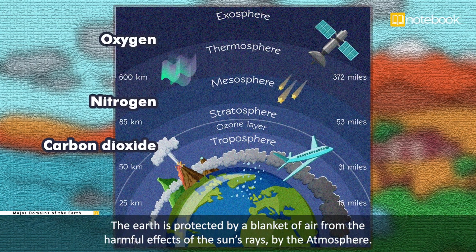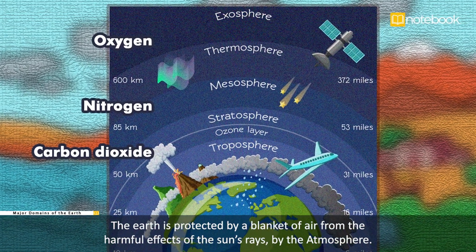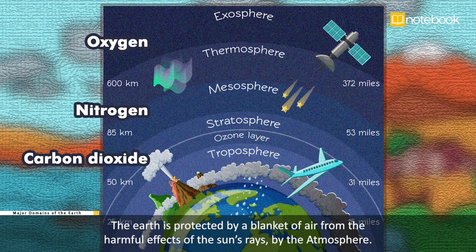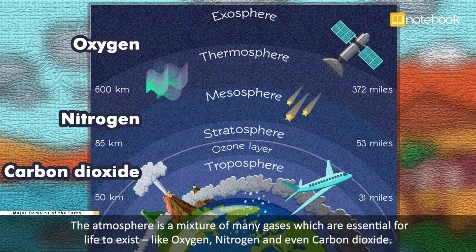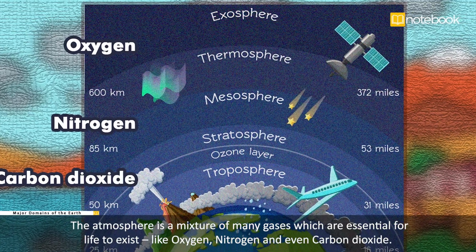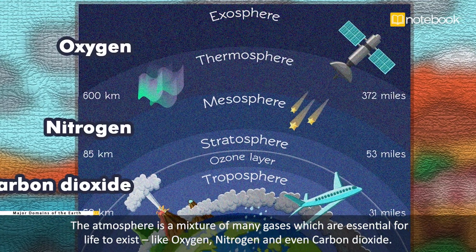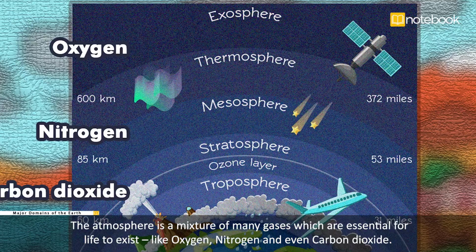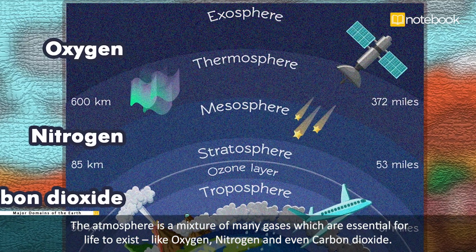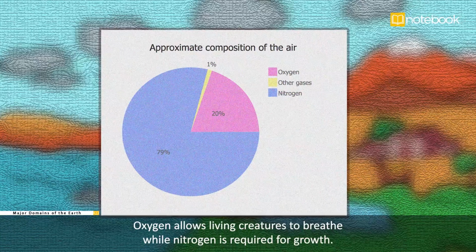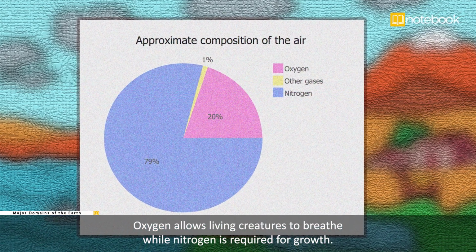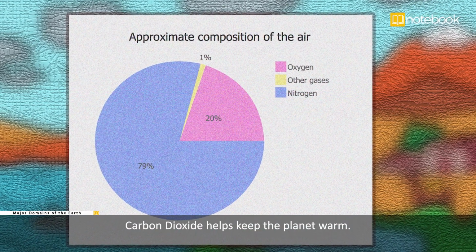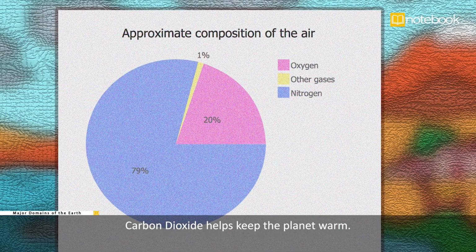The Earth is protected by a blanket of air from the harmful effects of the sun's rays by the atmosphere. The atmosphere is a mixture of many gases which are essential for life to exist, like oxygen, nitrogen, and even carbon dioxide. Oxygen allows living creatures to breathe, while nitrogen is required for growth. Carbon dioxide helps keep the planet warm.